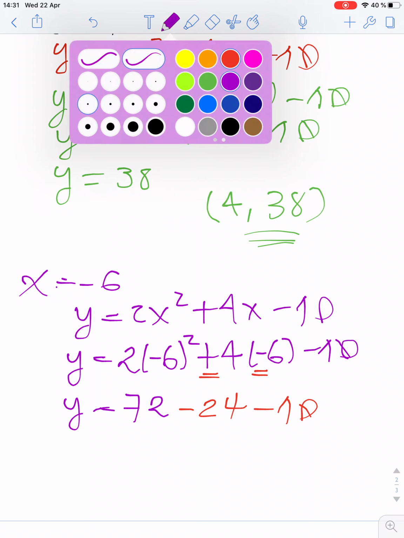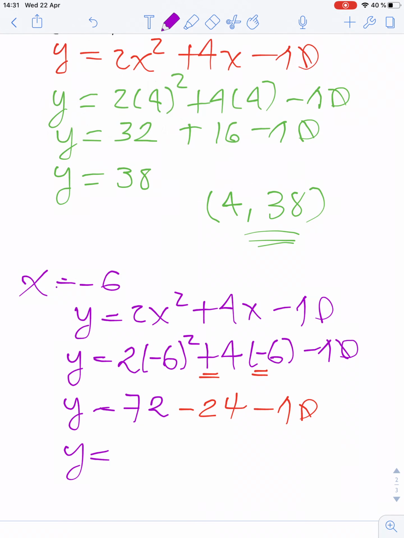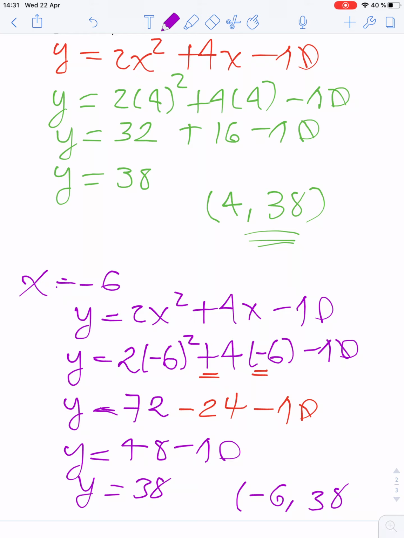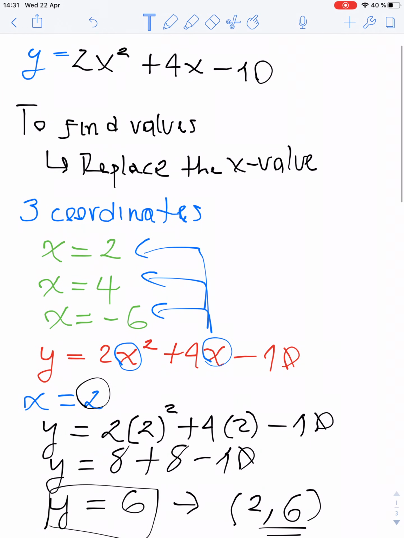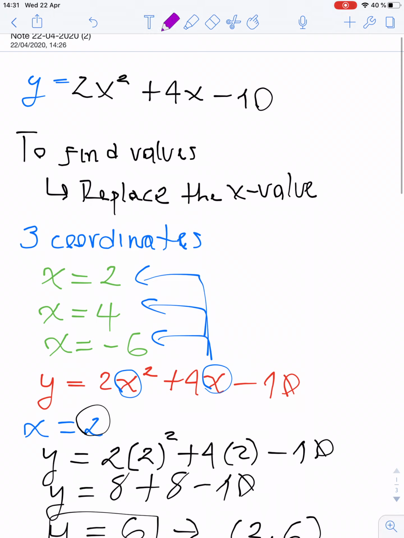And finally the value for y is going to be 72 minus 24, which is 48. 48 minus 10, and the value for y is equal to 38. Now the third coordinate, when the value of x is minus 6, is 38. And in this way we can find points of a curve given any value of x. Remember, the values you choose for x can be selected randomly.